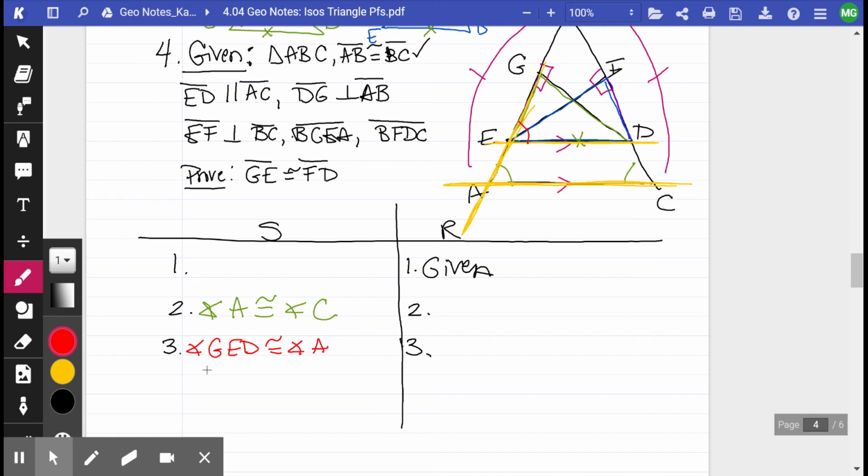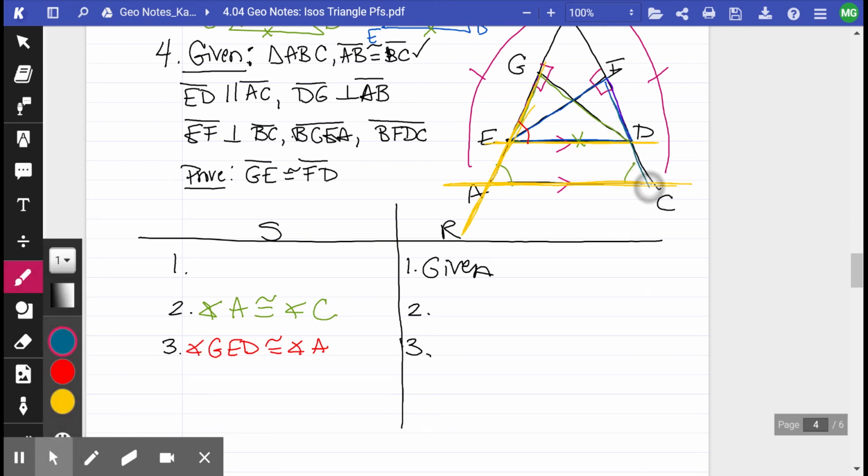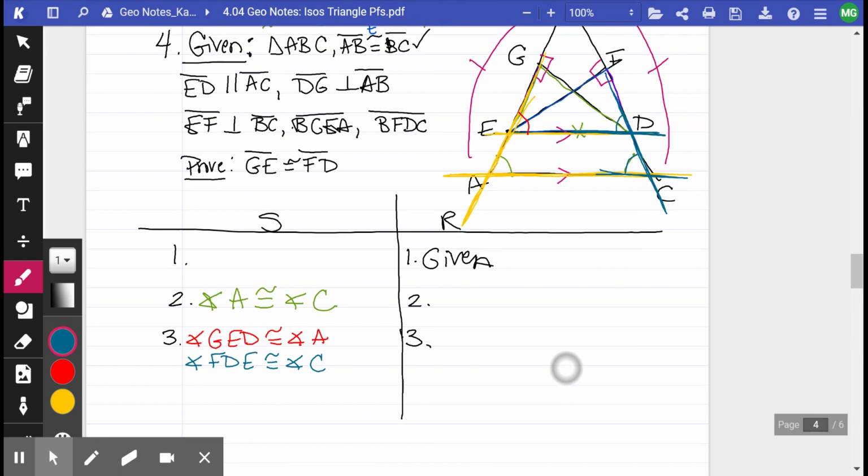In that same step, on my other transversal over here, I can see that I have that same setup. So I've got these two angles are also congruent. So I can say angle, again, you have to name this one with 3 letters. There is no other way around it. If you don't, you would lose points. So angle FDE is congruent to angle C. Same reason, if 2 lines are parallel, then corresponding angles are congruent.